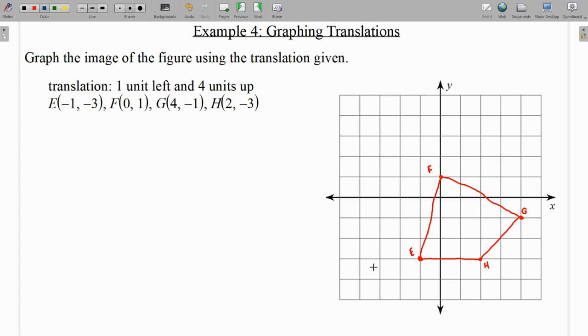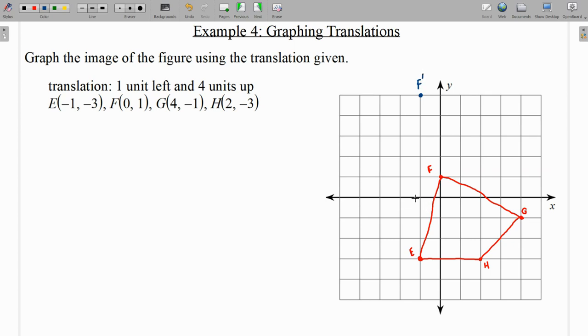Now, I'm going to apply my translation rule to this pre-image, and it says I'm going to be moving 1 unit left and 4 units up. So I need to take one of these points. It doesn't matter which one I take. I'm going to take, say, point F, and I'm going to go 1 unit left. So I go 1 to the left, and then I go 4 up. So 1, 2, 3, 4. And I have a point here, which I'm going to label as F prime.